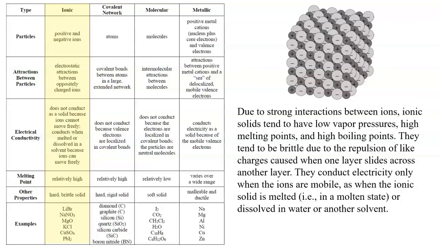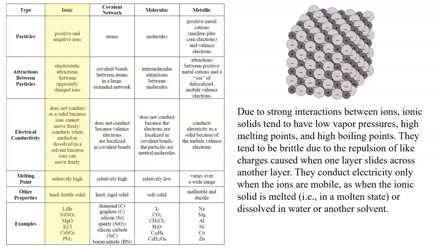The particles are positive and negative ions. The attractions between the particles are electrostatic attractions between oppositely charged ions. For electrical conductivity, ionic solids do not conduct electricity as a solid because the ions cannot move freely. But ionic solids do conduct electricity when they are melted or dissolved in a solvent because the ions can move freely. The melting point of ionic solids is relatively high.